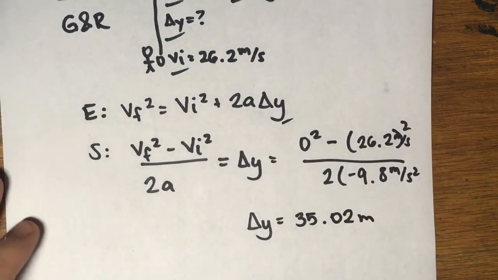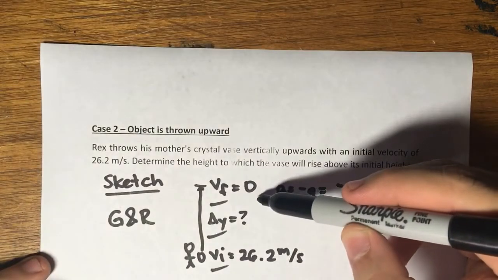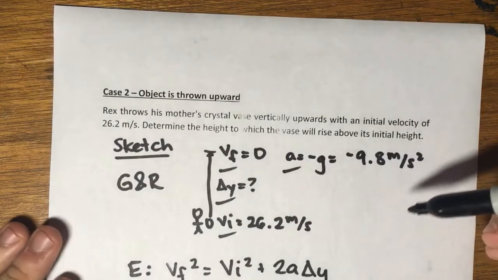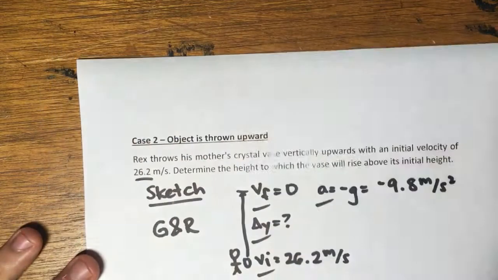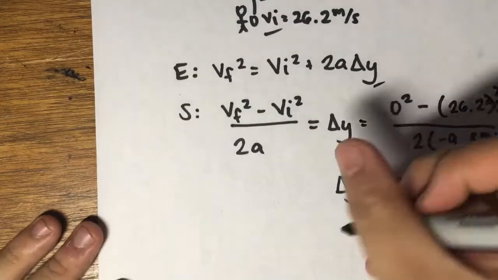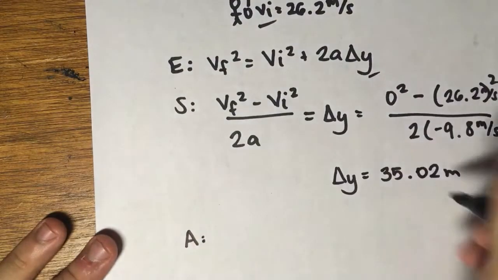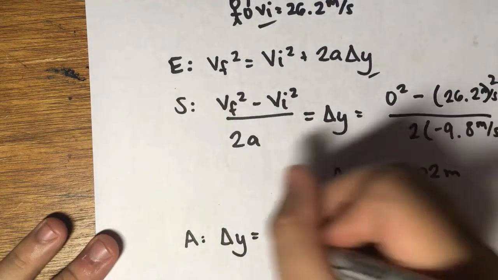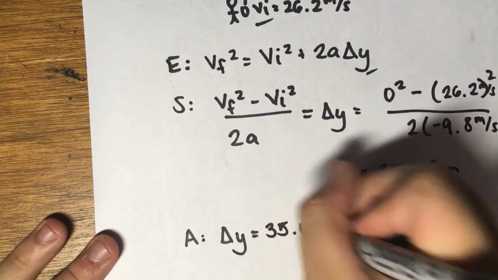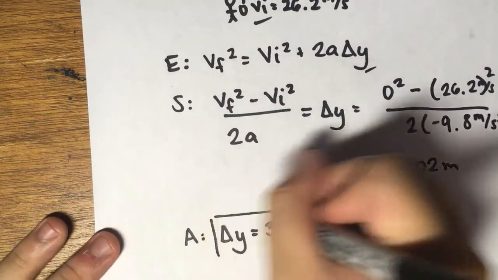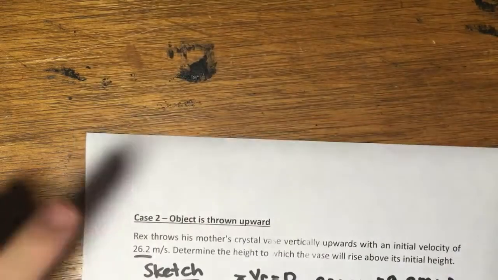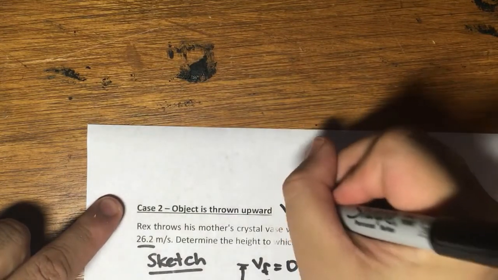However, sig figs again, the 0 doesn't count because it's a constant, so it doesn't count in the sig figs. The only one that really counts here is the 26.2 meters per second, 3 sig figs. So, answer, delta Y is equal to 35.0 meters.